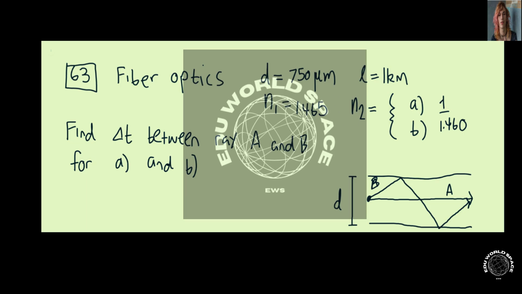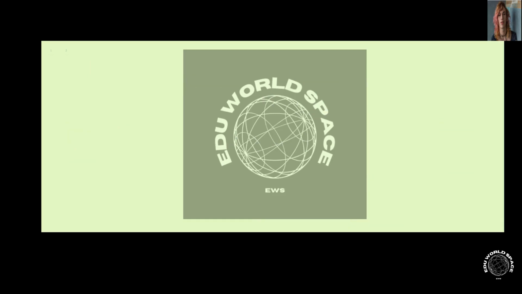So we're assuming that the medium of the cable has an index of refraction of 1.465 in both cases, and we're asked to look at case A, where the outside medium for the cable is air with index of refraction of 1, and a second case where it has an index of refraction of 1.460, and we're finding delta T in both cases. So to start us off, we're going to be making use of Snell's law.